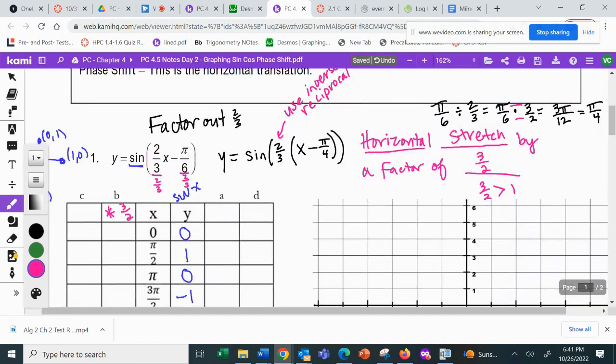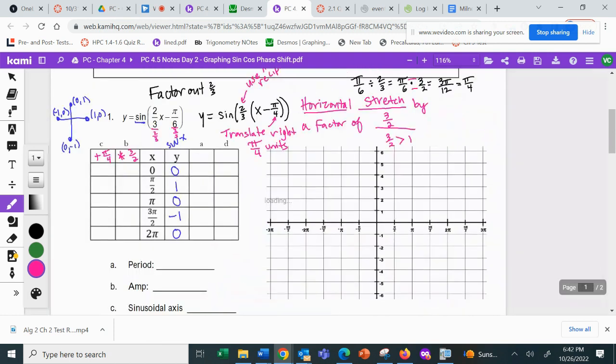Okay. And then using transformations, talking about this minus pi over 4 over here, that means I'm going to add pi over 4. For transformations, that would be translate right pi over 4 units. So that would be that transformation there. Remember, it's always the inverse operation. So if this is subtraction, I'm going to do addition. If it says subtraction, I'm going to the right.